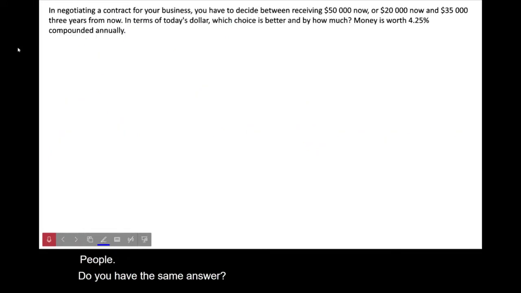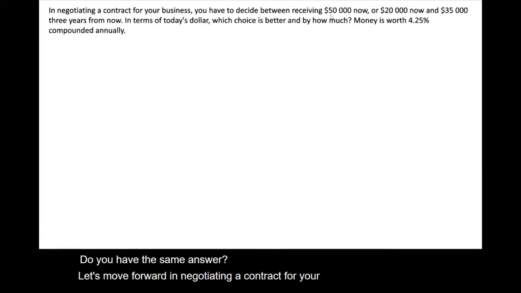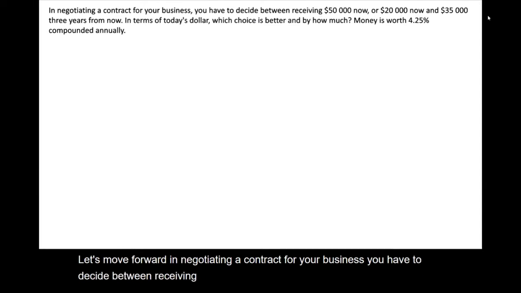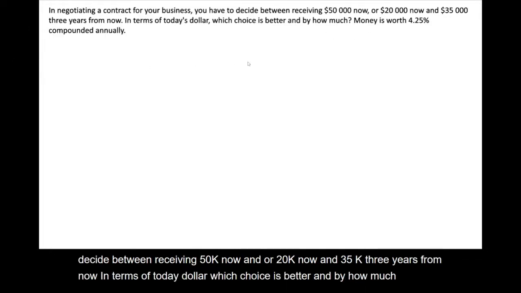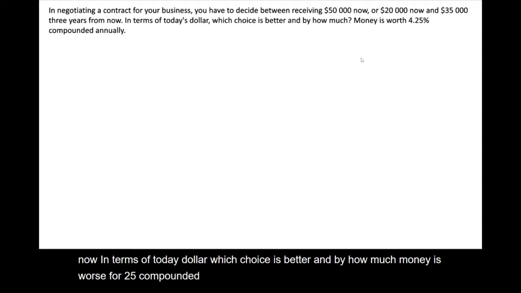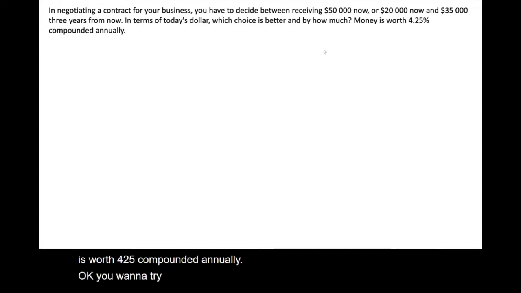Okay, let's move forward. In negotiating a contract for your business, you have to decide between receiving 50K now or 20K now and 35K 3 years from now. In terms of today's dollars, which choice is better and by how much? Money is worth 25% compounded annually. Do you want to try it or do you want me to do it right away?